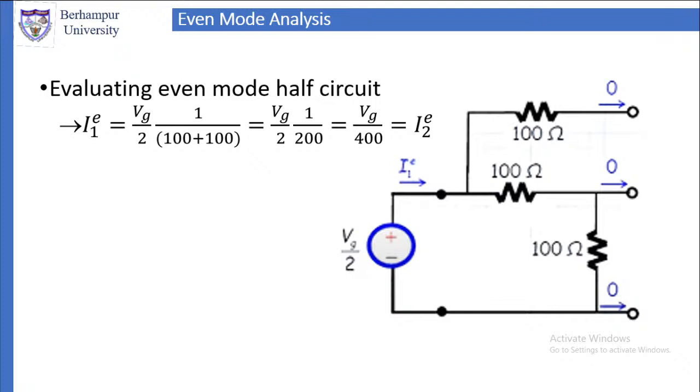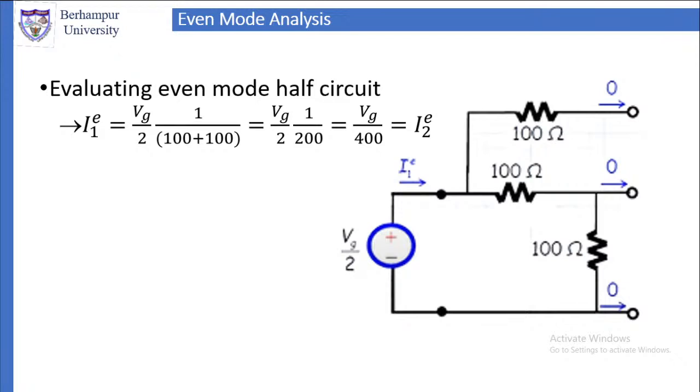That is I1, where 1 stands for port 1, and the superscript E stands for even mode, because we are doing even mode analysis. So I1E is equal to how much? I1E is equal to Vg by 2, that is the voltage, into the admittance. Now what is the total admittance?